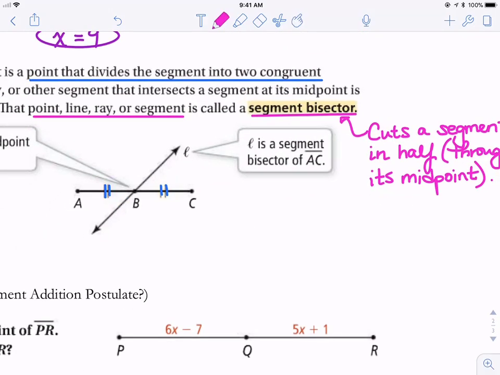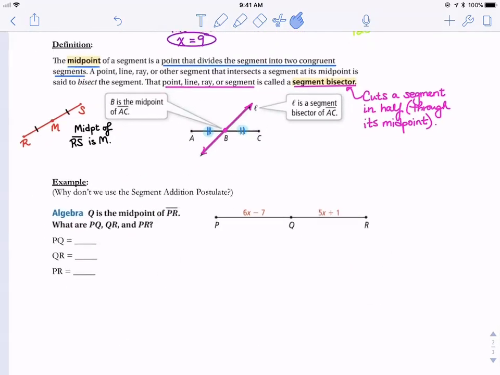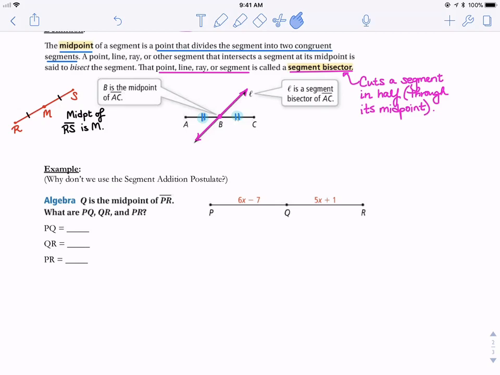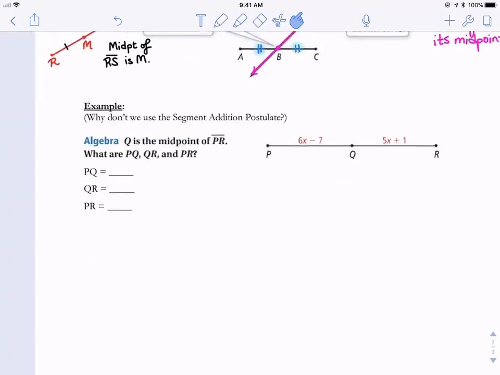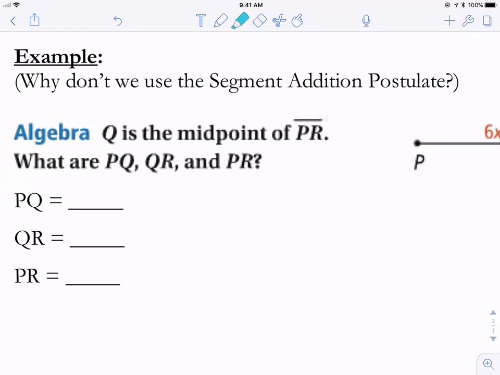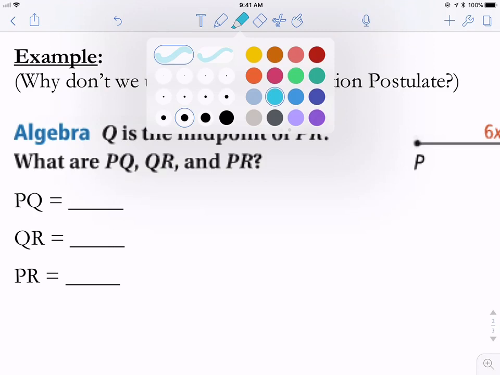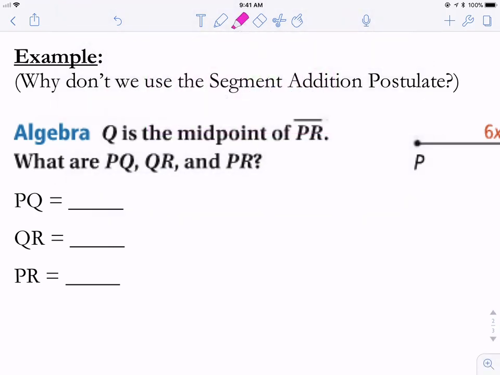Okay, so in this picture you can tell that L is a segment bisector of segment AC because it's going through the midpoint of the segment. So it's creating two congruent segments on the other side. We just cut the big segment into two small ones. Okay, here's our last example. Now, the problem said Q is the midpoint of segment PR.